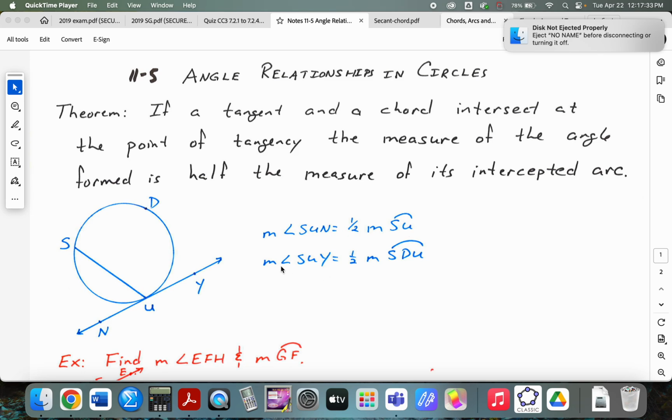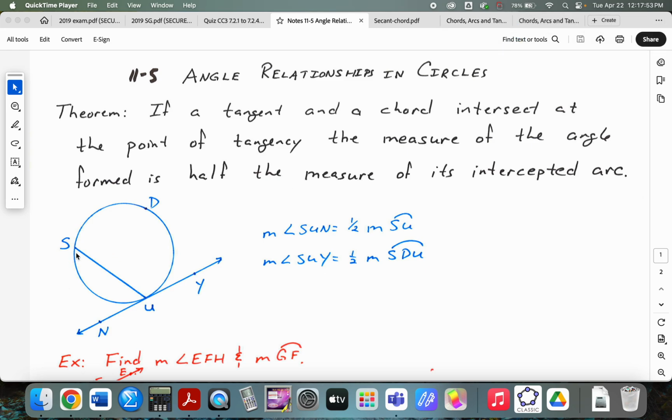There we go. So if you look at this picture, angle SUN intercepts arc SU. That arc is inside of that angle, right? And angle SUY intercepts this big arc over here, SDU.